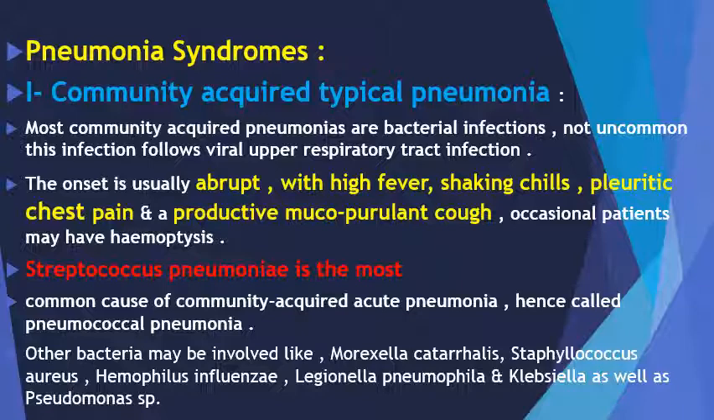Pneumonia syndromes. Community-acquired typical pneumonia. Most community-acquired pneumonias are bacterial infections. It's not uncommon that this infection follows a viral upper respiratory tract infection. A patient presenting with a viral infection might be followed by a bacterial infection. This is common. The patient has a running nose, mild fever, sore throat, whatever, and the viral infection might be followed by bacterial infection and pneumonia. It might happen.